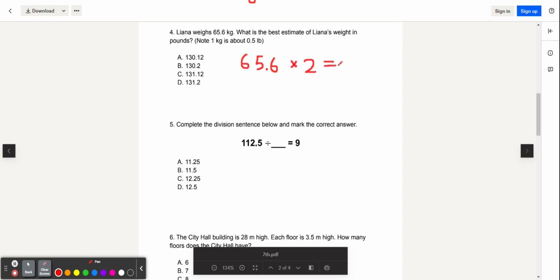I'll multiply by 2. And we get 6 times 0.6. So let's show our work. It is, of course, 12. Carry the 1. Repeat. 131.2. D.